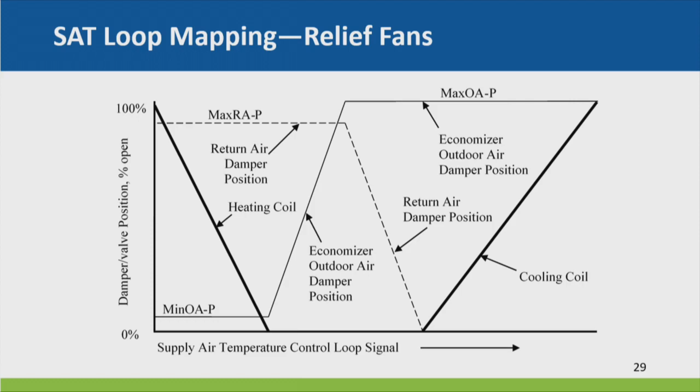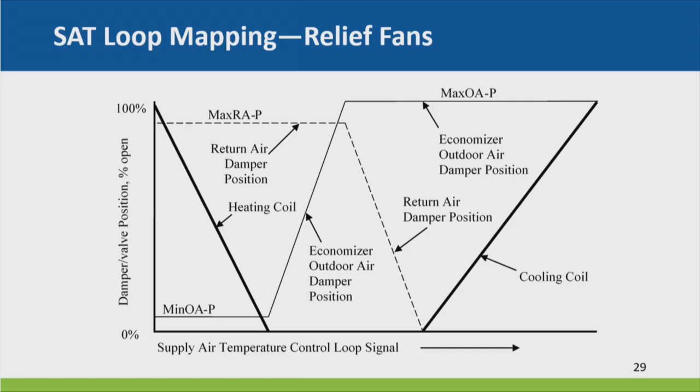It starts out with the cooling. If my maximum load, I'm up here. As the supplier temperature control loop signal goes down, I start reducing the cooling coil. Then I start reducing the return air damper. Then I start reducing the outside air damper. And then I start opening up the hot water valve. So it's all in sequence, and it's all done with one control loop.